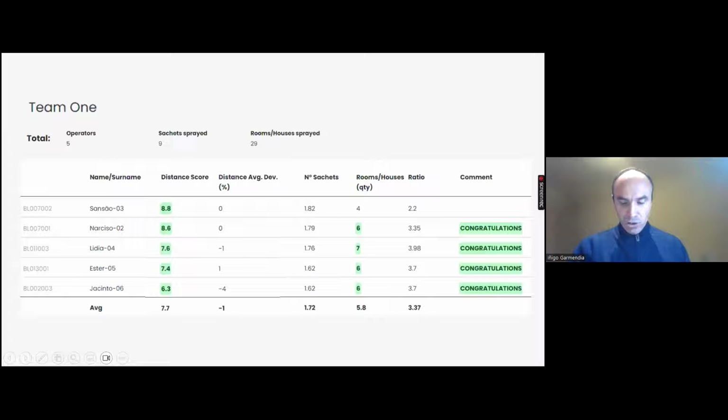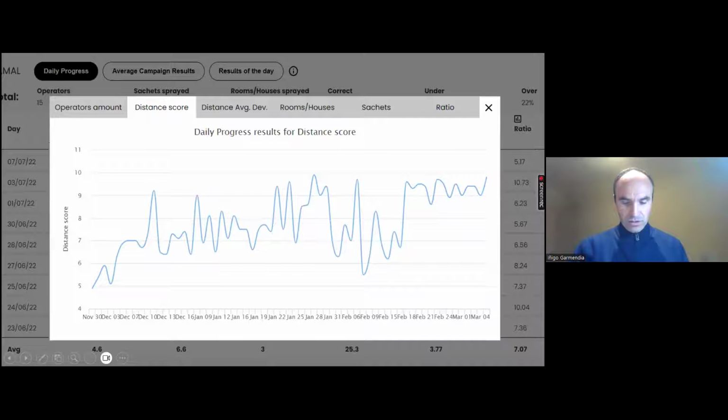The platform also allows you to check spraying data of any individual operator, and also visualize the evolution of any operator or any specific parameter during the whole campaign in a graph format.